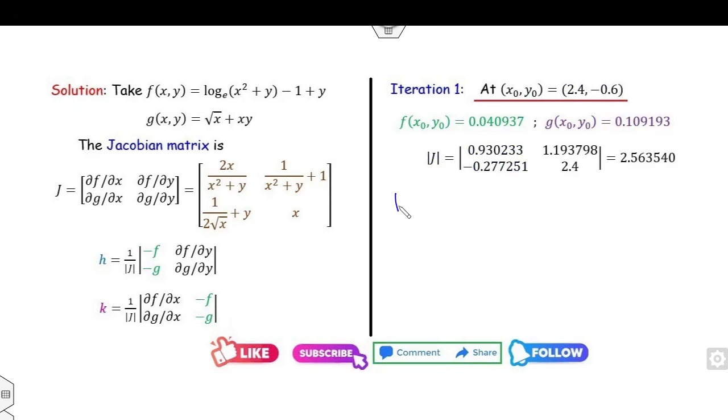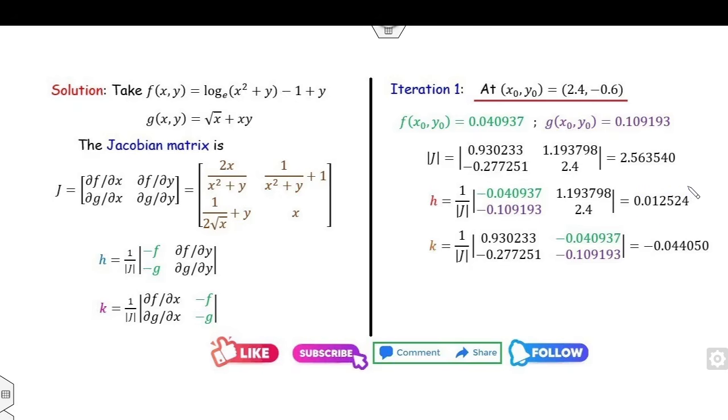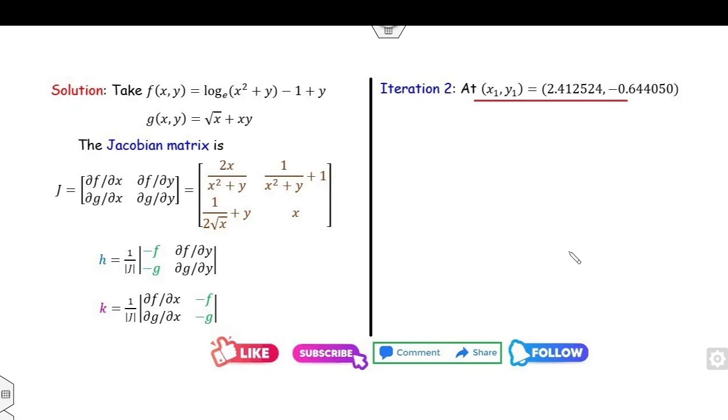Now you can find the value of the h. Value of the h is 1 over determinant. I can replace the first column with the negative of the f, negative of the g. Now you can solve the determinant divided by this, you will get this expression. All those calculations are up to the 6 decimal places. Similarly, with respect to the k, you can find this expression. Hence, you can find the new solution x1 and y1 as x0 plus h and y0 plus k. Now clearly, up to the 4 decimal places, the value of the x is not the same, then we can move on to the second iteration.